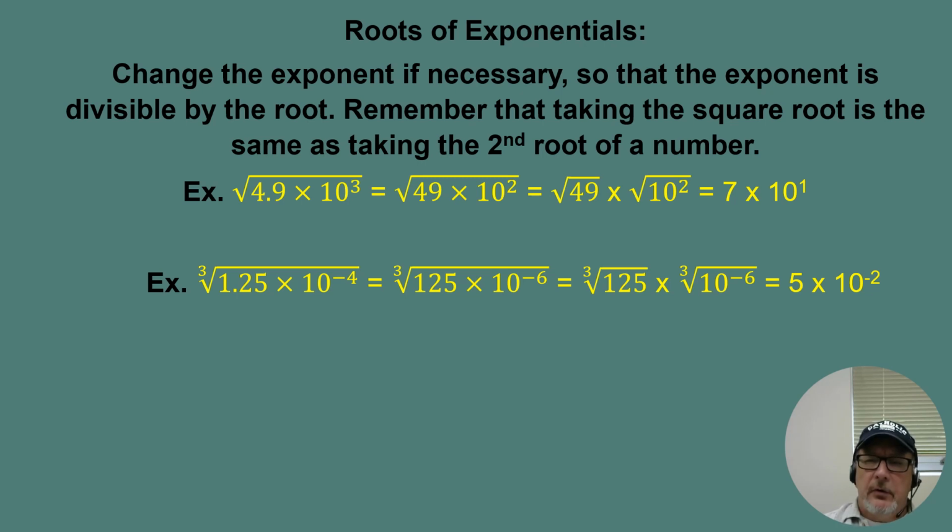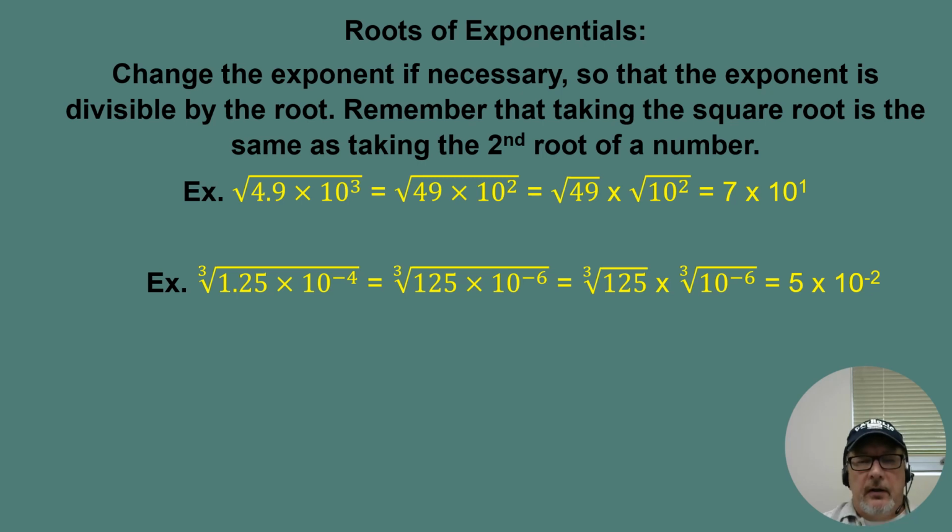Then I can split that expression into two terms, the square root of 49 times the square root of 10 squared. The square root of 49 is 7. The square root of 10 squared is 10 to the 1 power, or 10. And so expressed in scientific notation, our answer would be 7.0 times 10 to the 1 power.